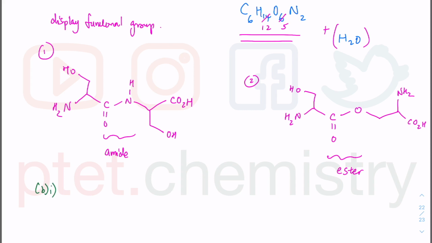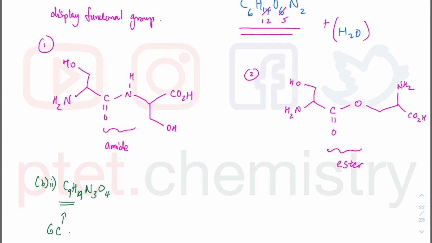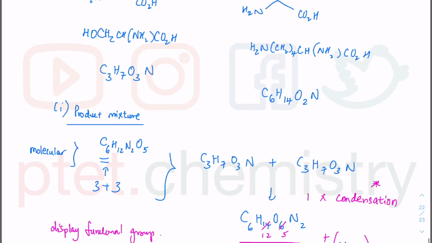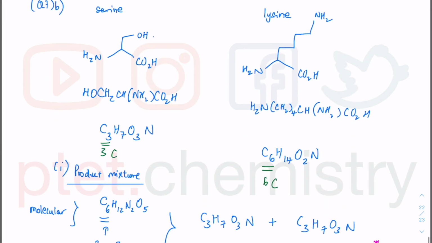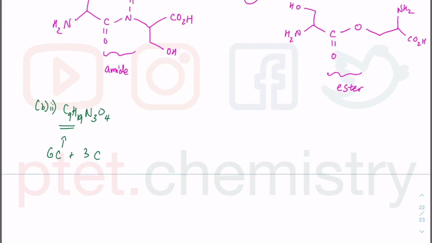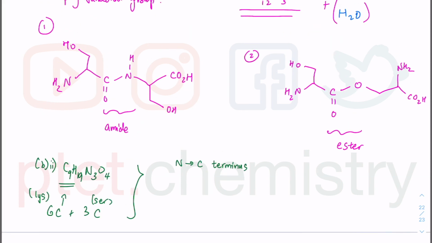Okay, so this is B part 2. Now I have C9, H19, N3, and O4. If I have C9, it must be 6 carbon plus 3 carbon. Remember just now, 6 carbon, and this is 3 carbon. So the 3 carbon was serine, and the lysine was 6 carbon. So remember, you could go from N to C terminus, in a way that you have H2N there and CO2H there.